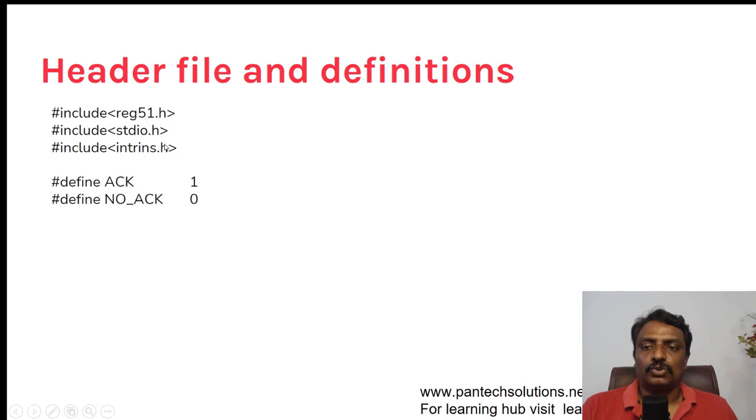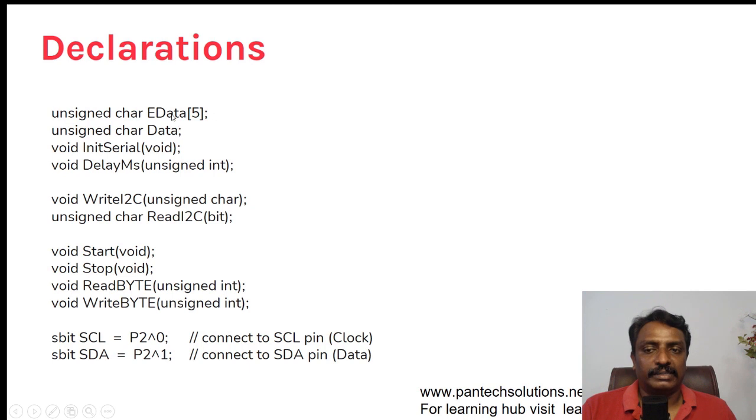In Keil, you have reg51.h, stdio.h for using printf, and intrins.h for using the NOP operation, just for delay. Define ACK as 1 and NO_ACK as 0. You have to define this. Then the declarations for the EEPROM data as well as data, init, serial and delay functions. You have the write I2C function and the read I2C function, to write to the I2C and to read from the I2C. The serial is just for visualizing the data on the serial port, the same thing which we covered in the UART code.